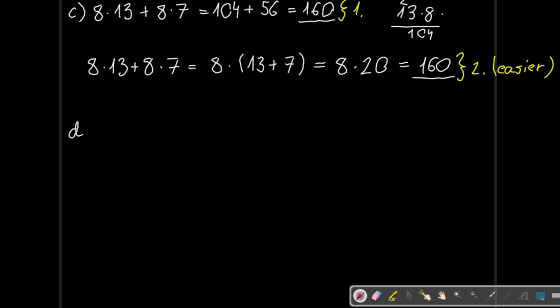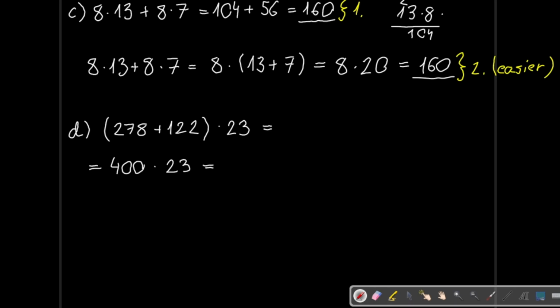Alright, next example. We have 278 plus 122 times 23. Okay, let's just do the brackets first. 278 plus 122, that's 400 times 23.